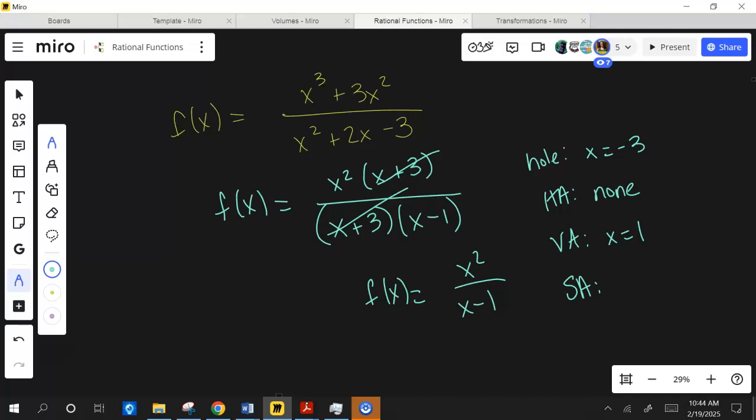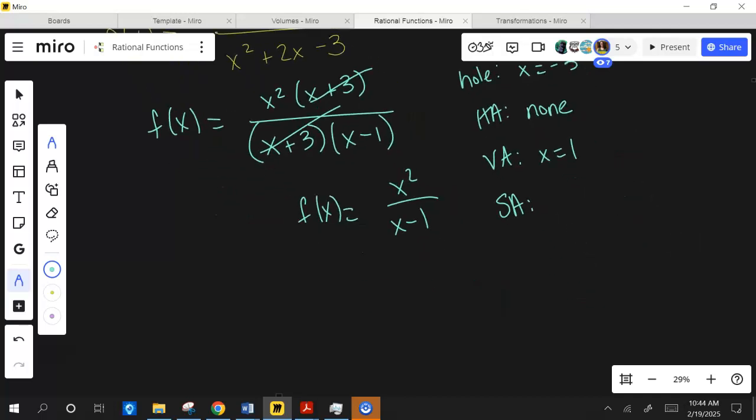Always after you've removed the hole. Yes, no matter what, always factor, because you always want to remove any discontinuities you can. Okay, so now look, here's the problem.